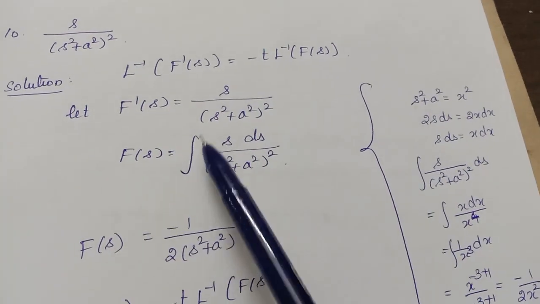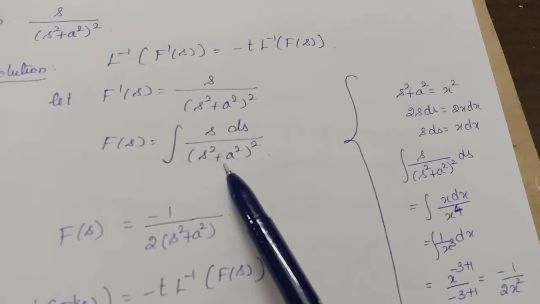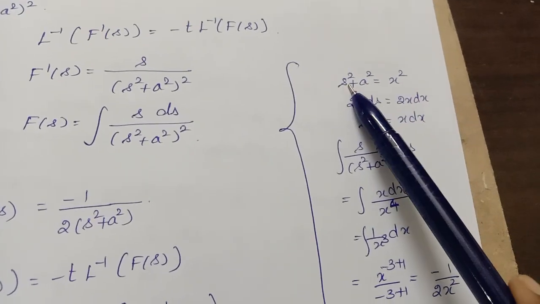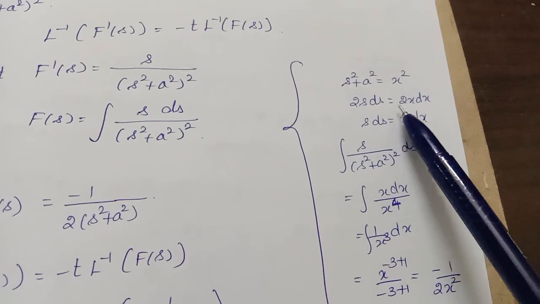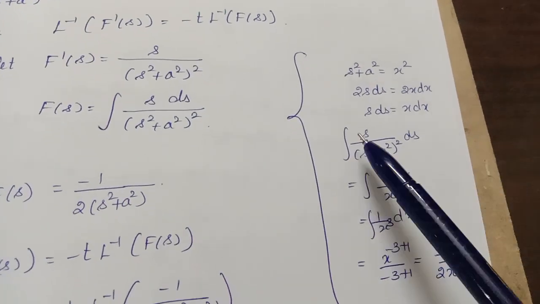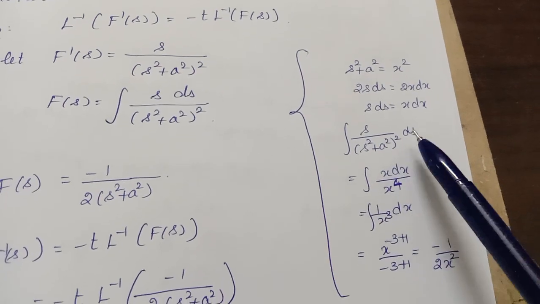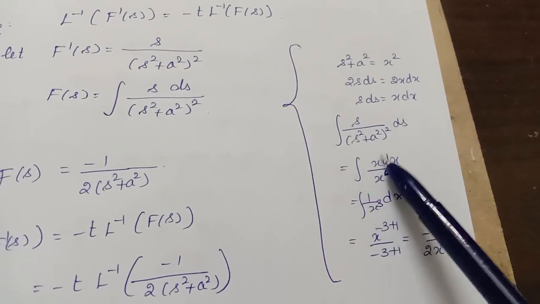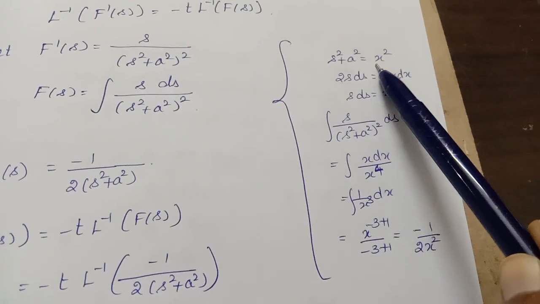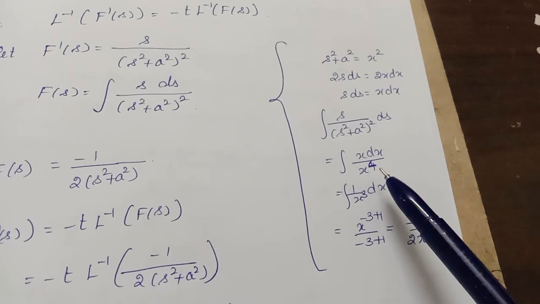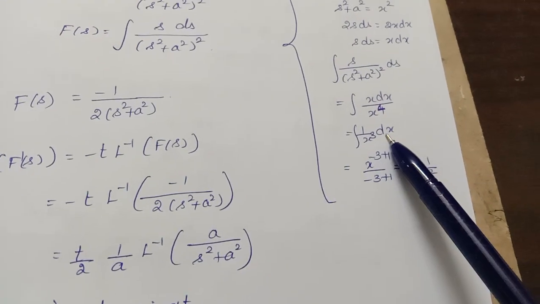Okay. So what is the integration of this, s ds by (s² plus a²)²? See, I am taking s² plus a² as x². So differentiate it. What will you get? 2s ds equal to 2x dx. That is s ds can be replaced by x dx. So the integral of s by (s² plus a²)² into ds is equal to, instead of s ds I can put x dx, by (s² plus a²) is what? x². The whole square means what? It will be x⁴. So you cancel one x, it will be 1 by x³ into dx.